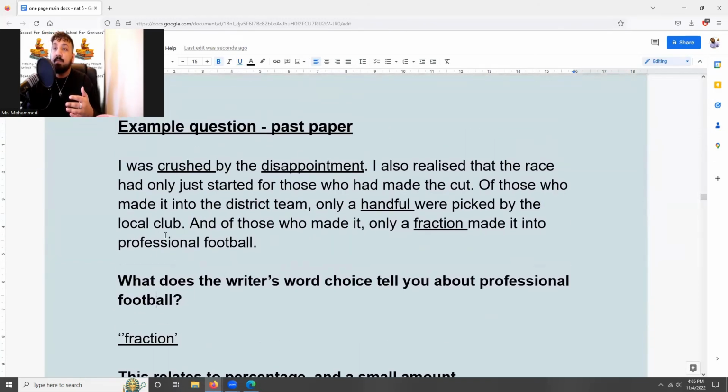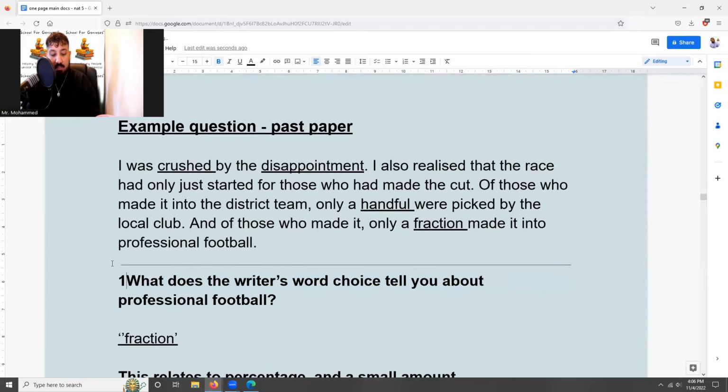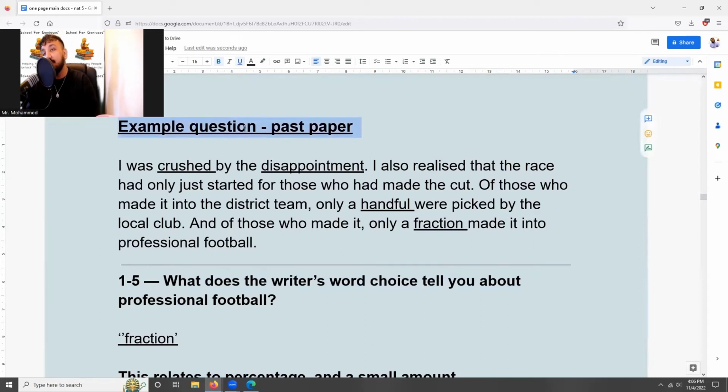Okay, now here you can see an even clearer 1, 2, 3, 4, 5. You can see an even clearer example of these steps. So again, write example answer. Okay, and here is the question. Write this question down.